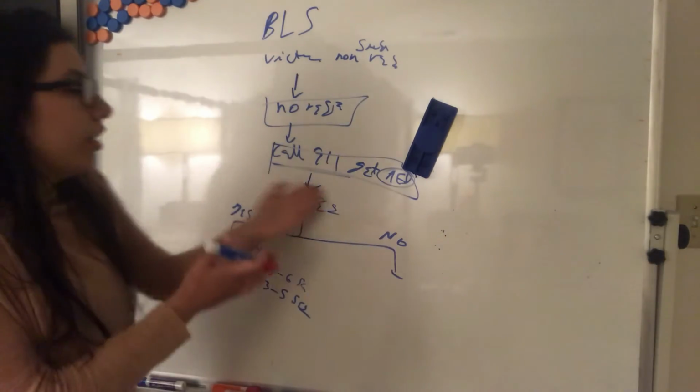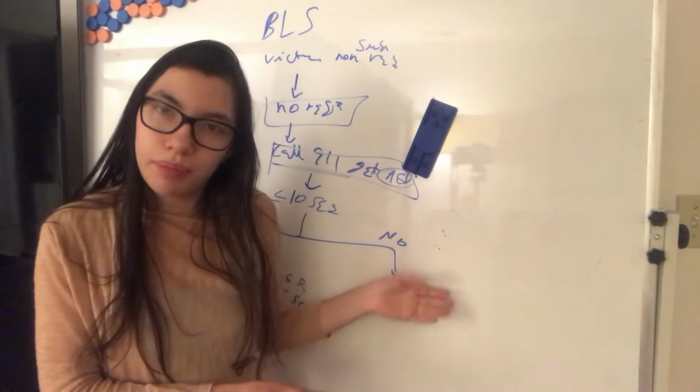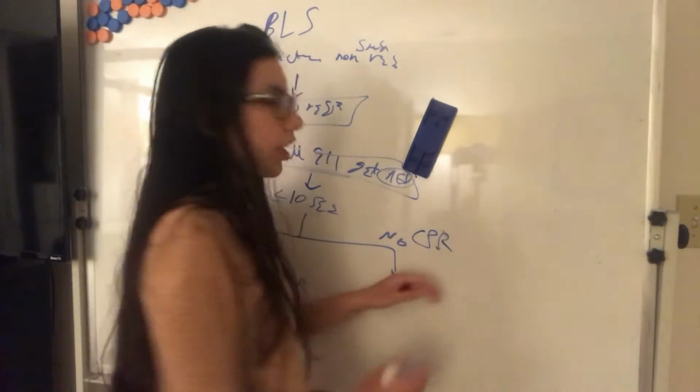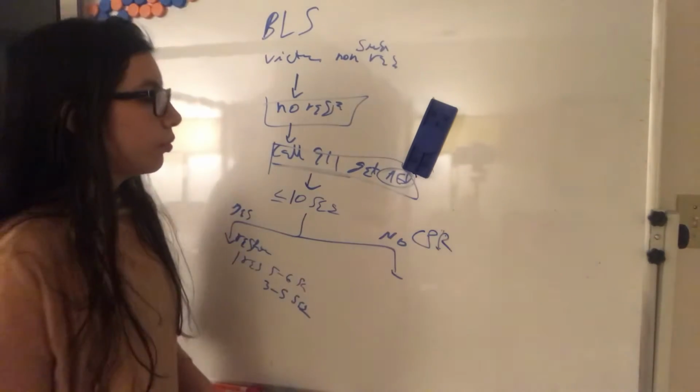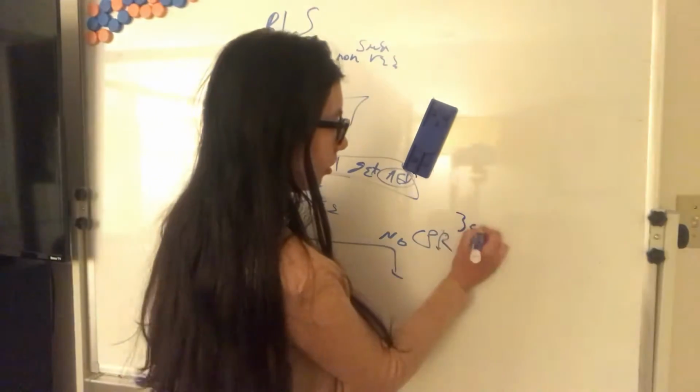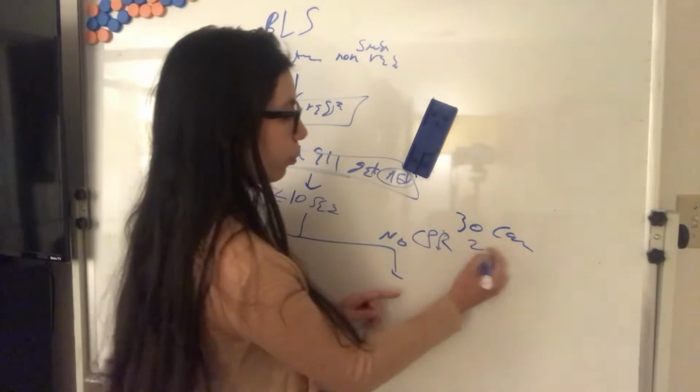Now, if the patient has no pulse, we begin CPR. CPR is cardiopulmonary resuscitation. Here we will do 30 compressions followed by 2 breaths.